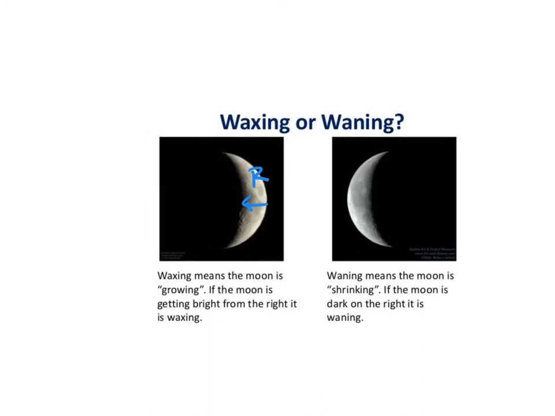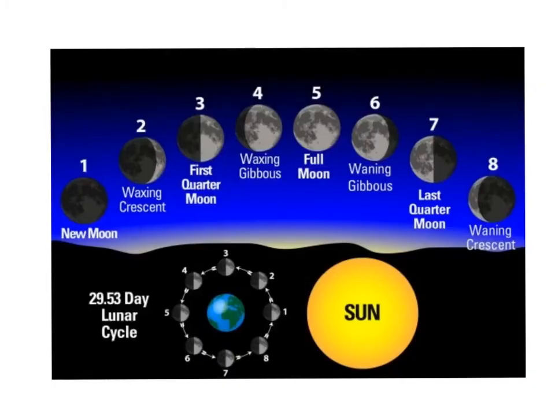When we see then that the curtain is closing, and it is dark on the right-hand side and illuminated on the left-hand side, we consider this waning. Waning means shrinking. So we are going to be looking for the left-hand side illuminated and the right-hand side in darkness. So the moon phases have everything to do with the angle at which we are viewing the moon and seeing the light that is illuminated from the sun.